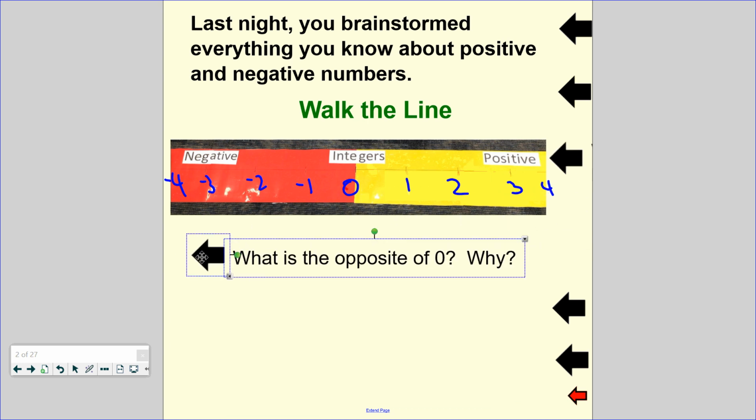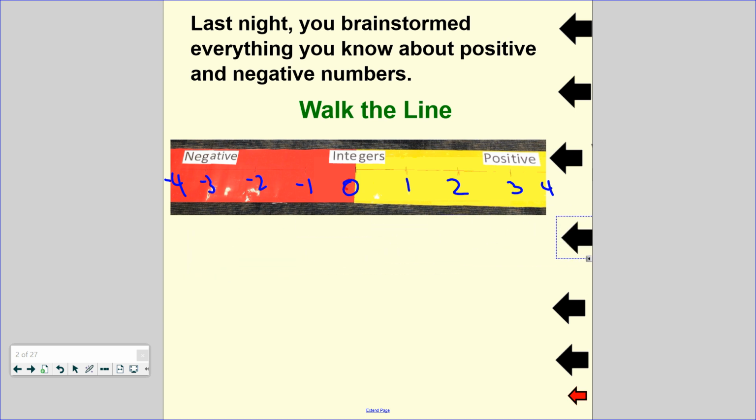What is the opposite of 0? I believe it's 0. So is 0 positive or negative? It's neither, because 0 is 0 spaces from 0, so it's neither.